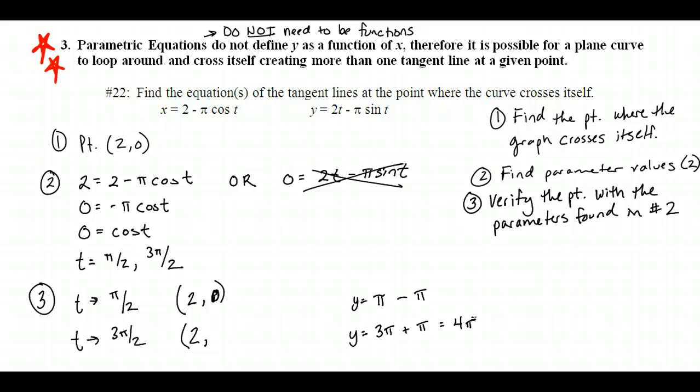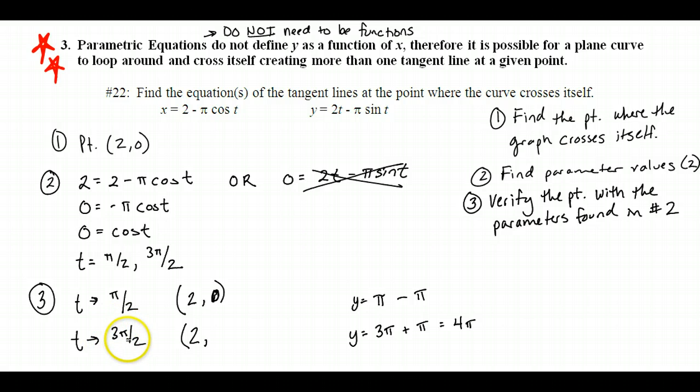Let me think for a second. So I have 2 times 3 pi over 2. That will give me 3 pi. All right. This obviously is not 0, and I did do this right. So what's ugly about this is, no, that point didn't work out.